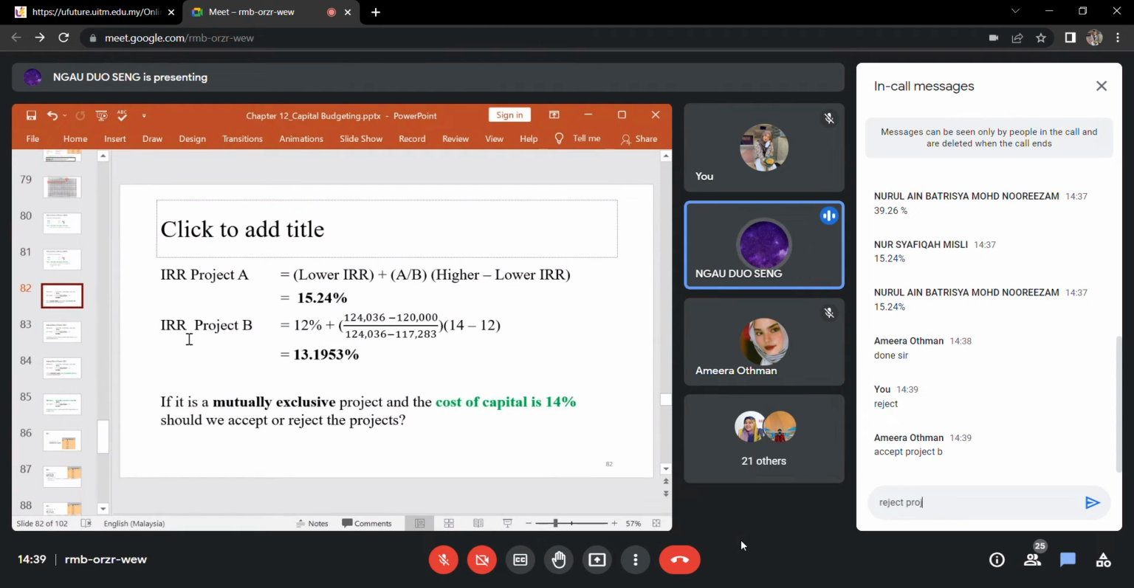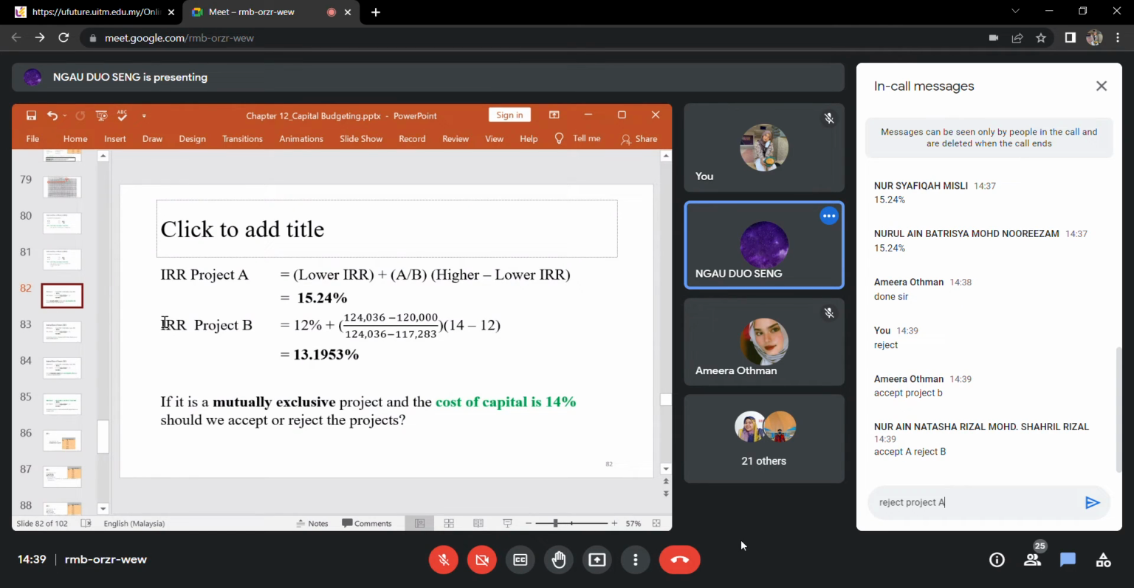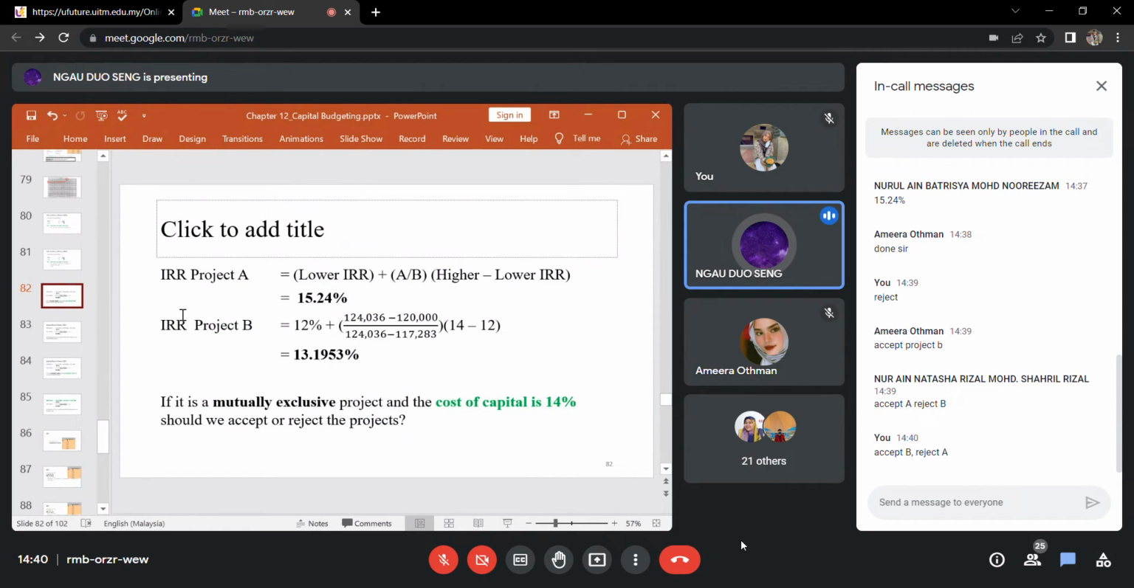IRR is what? What is the full name for IRR? Accept A, reject B, Natasha. No. So you don't remember, you have to remember this one: accept B, reject A. That's why I am asking you what is IRR. What is R? R is return. Internal rate of return. So of course if the return is higher, it is better.